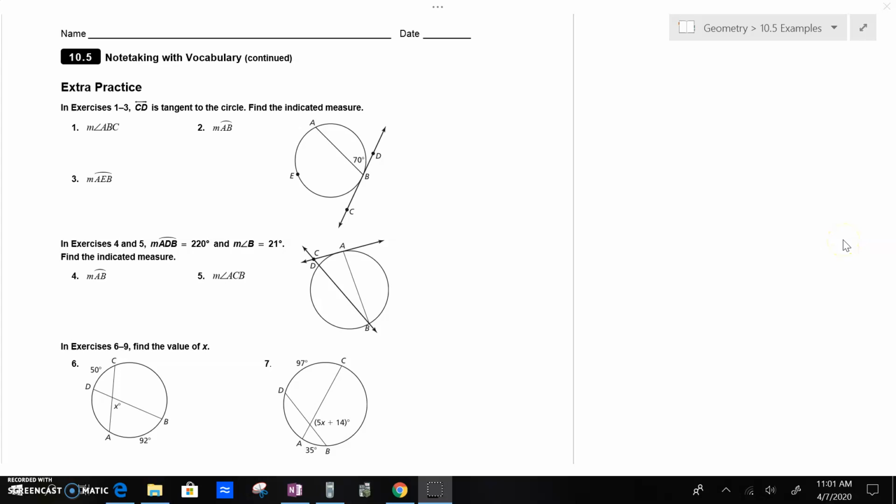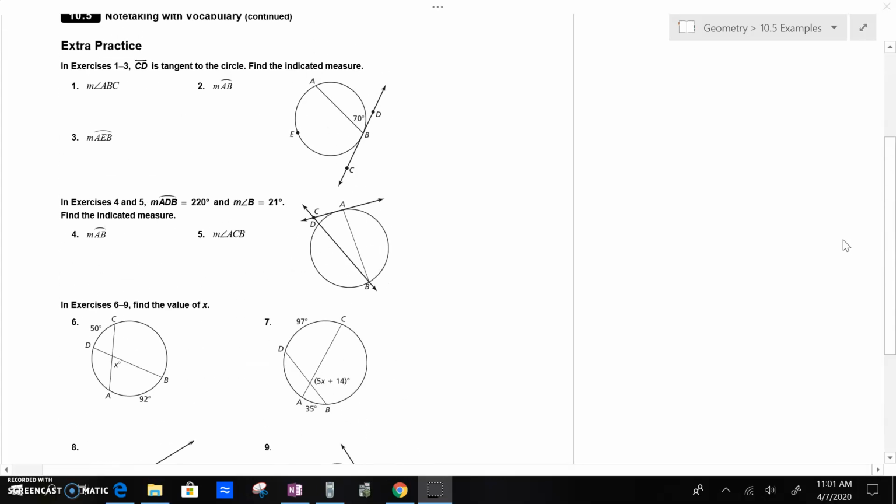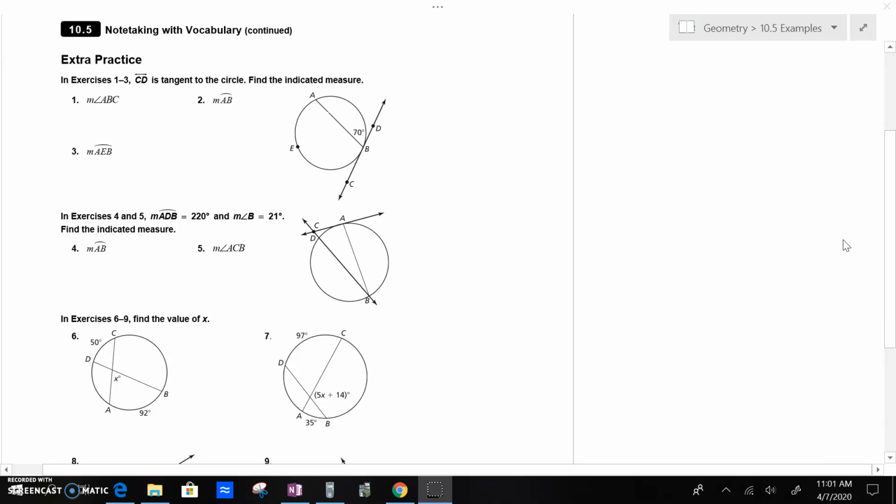Okay, here's our examples video for 10.5, and we're going to look through these 9 examples, and they use kind of a mix of ideas from the notes. And again, much like the previous section, all the ideas are really mixed together as we're solving. So in exercises 1 through 3, CD is tangent to the circle. And again, tangent means it just touches the circle once, and we're going to find each indicated measure.